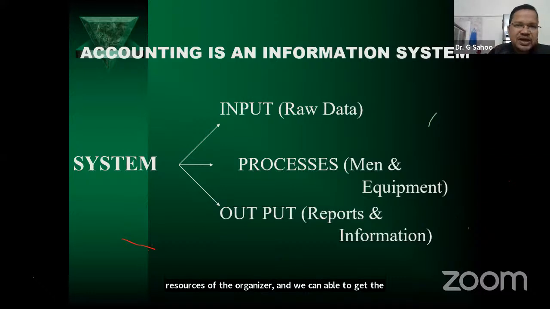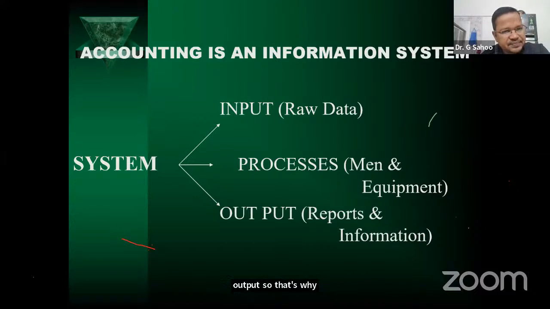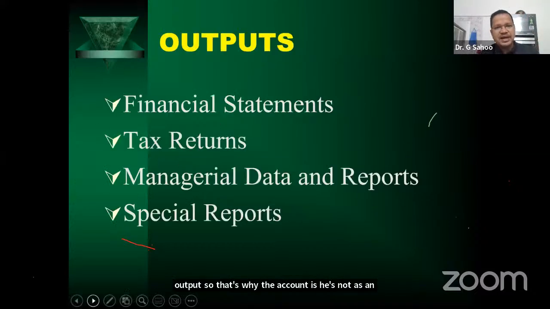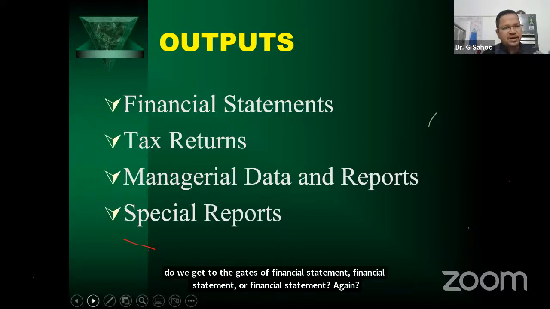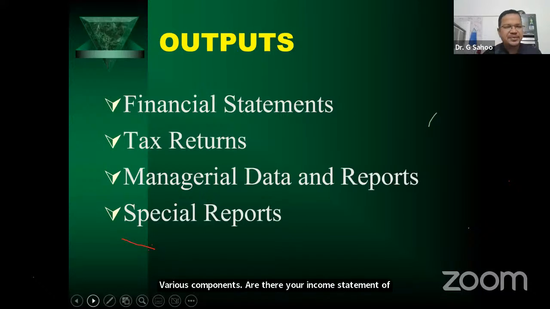So that's why accounting is known as an information system. These are the outputs of the accounting information system. What will we get? We will get the financial statement. Under the financial statement, again, various components are there: your income statement or profit and loss account, balance sheet or position statement, cash flow statement, statement of changes in equity, and explanatory notes. These are all the components of the financial statement. So we are able to get the output as the financial statement.